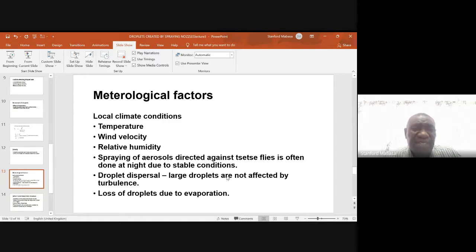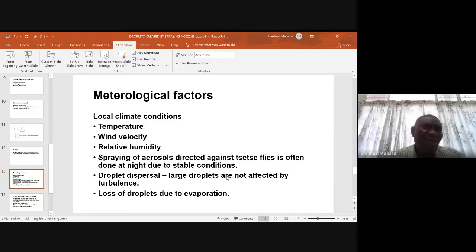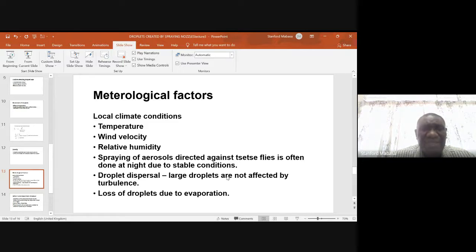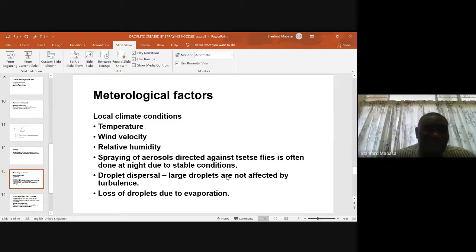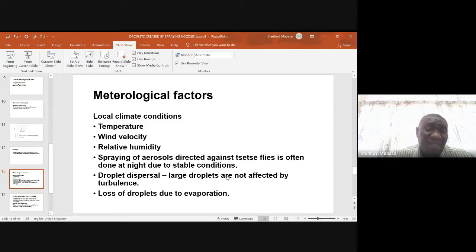Meteorological factors can affect droplets. These are local climate conditions. We have temperature, which can affect the lifespan of the droplet. The droplets can evaporate, and we can estimate their lifetime using that previous equation. Wind velocity can carry small droplets. Relative humidity can affect evaporation.